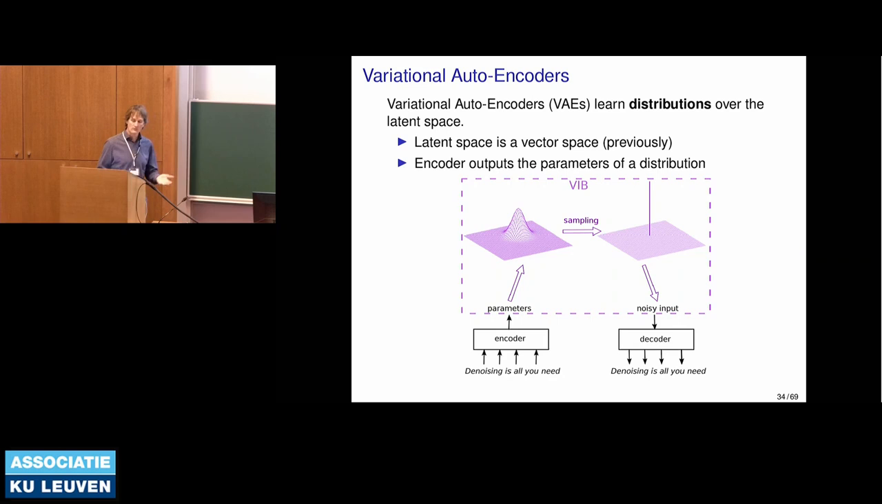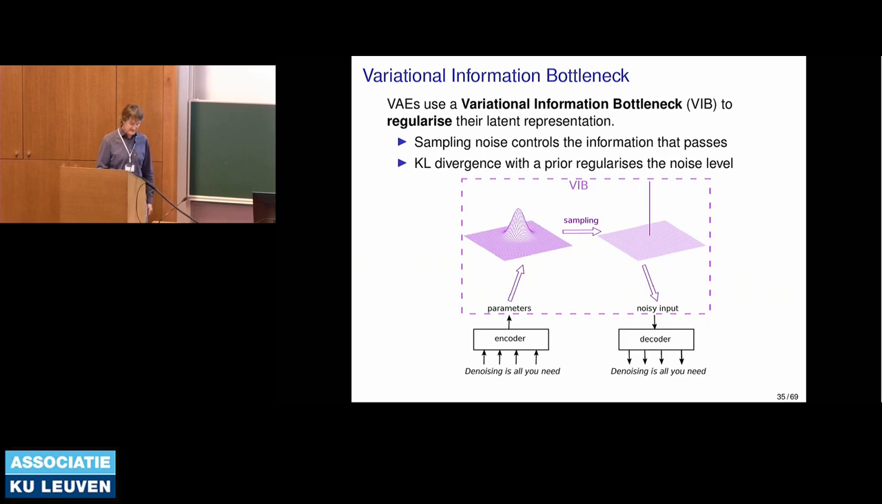In the classic variational autoencoder, this latent space is a vector. So the encoder outputs the parameters of a distribution over vectors. Sampling from that distribution gives you a single vector, which gets input to your decoder, right? The sampling adds noise, and the noise removes information. So that, what's called a variational information bottleneck, is removing the information output by the decoder.